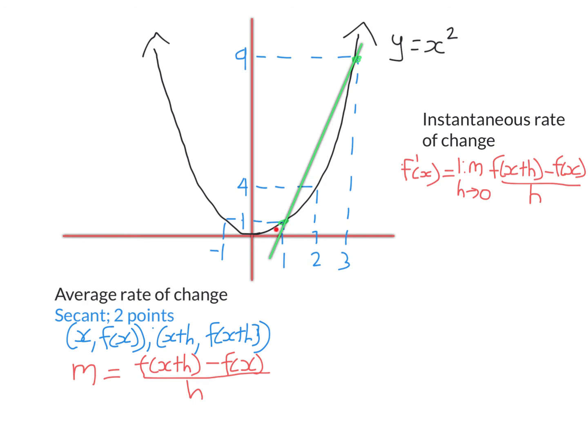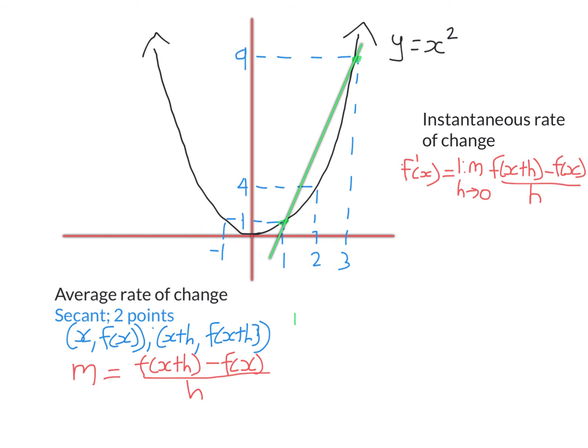This green line here is called a secant. It passes through 2 points on the curve. I'm just writing the general form of the points like this. This formula here is just the gradient formula, y2 minus y1 over x2 minus x1. Of course, x plus h minus x is just h. What I mean by h is the distance along the x-axis between the 2 points.